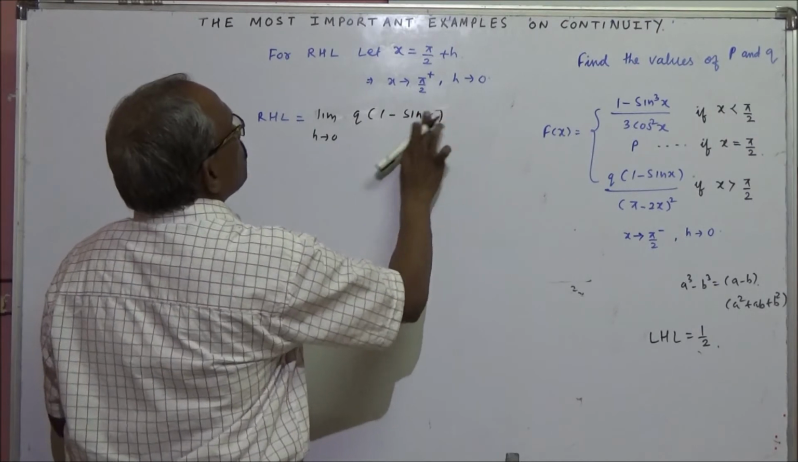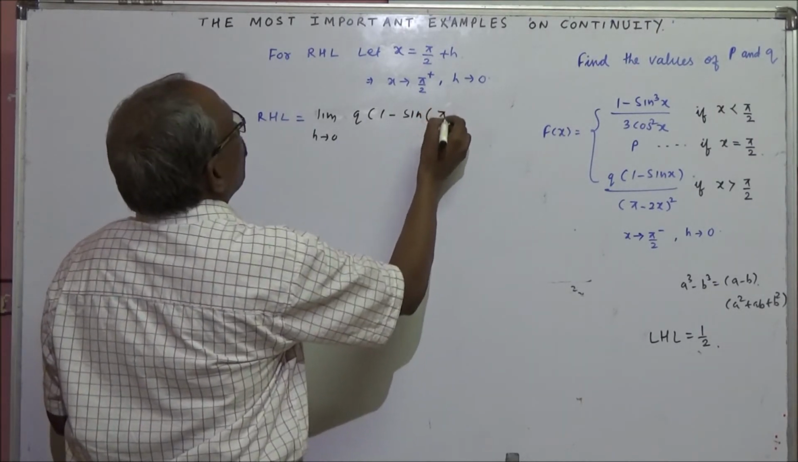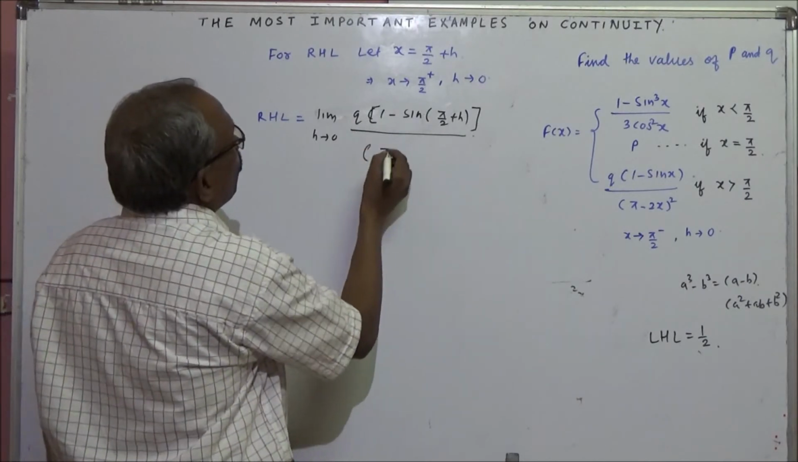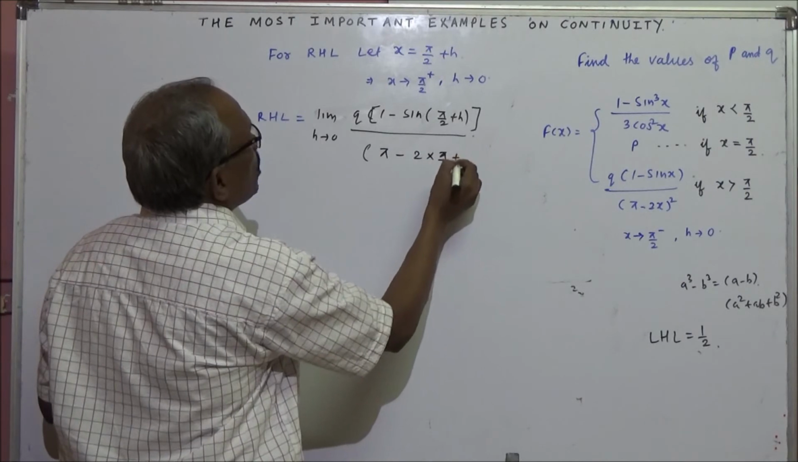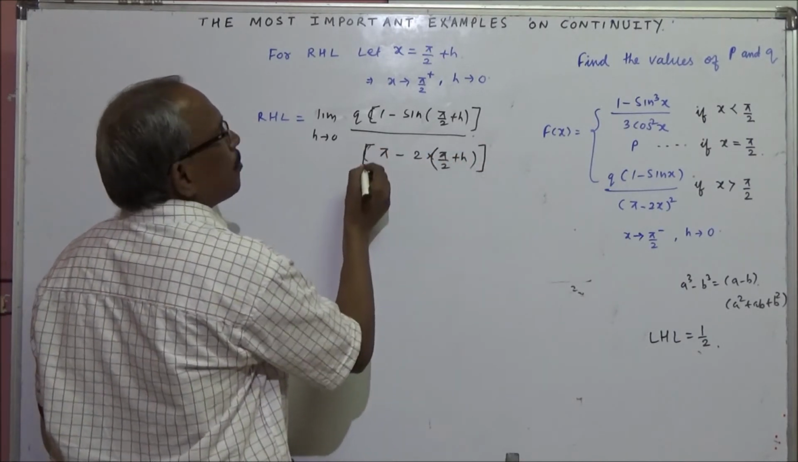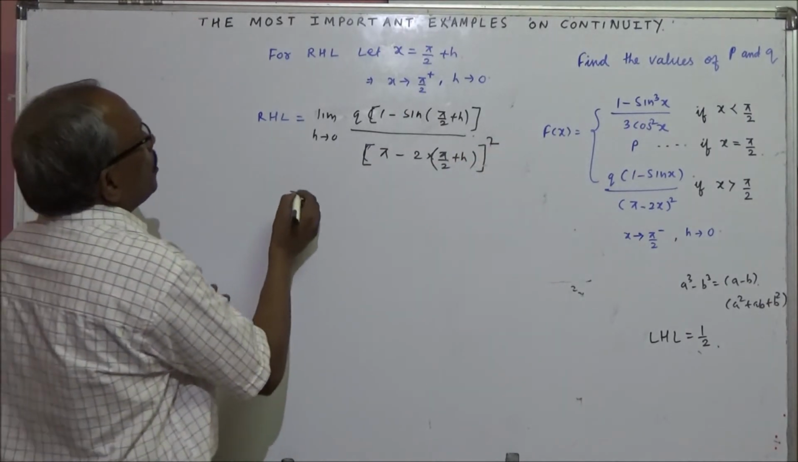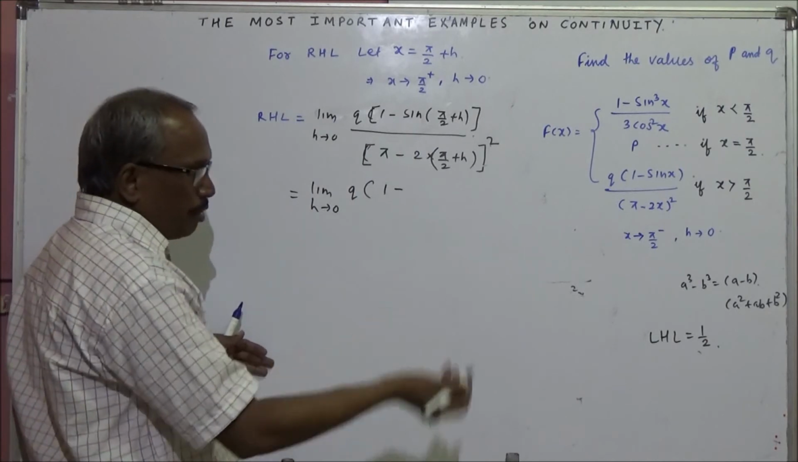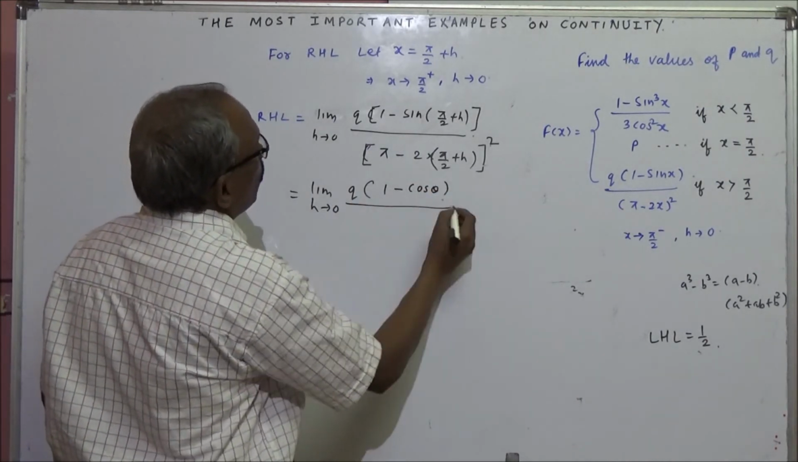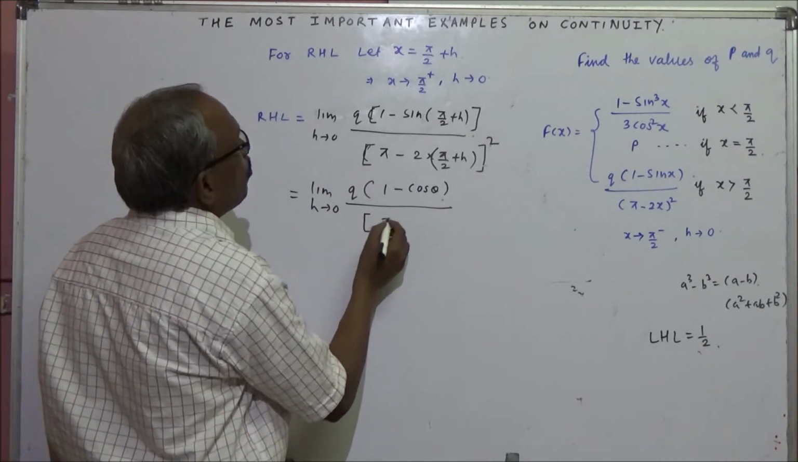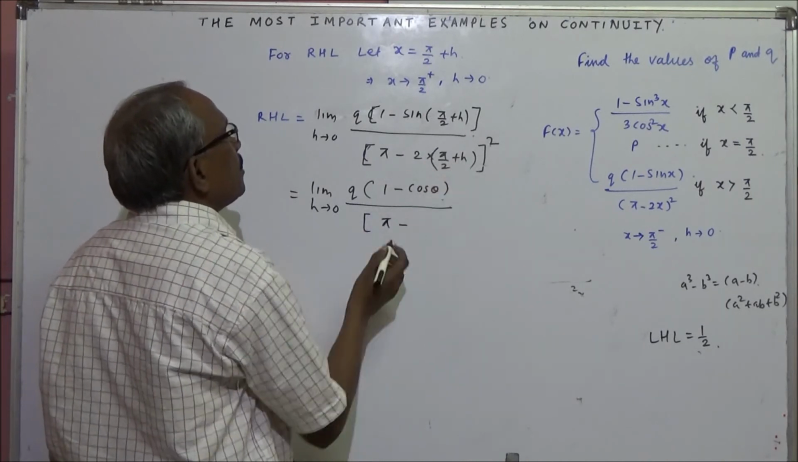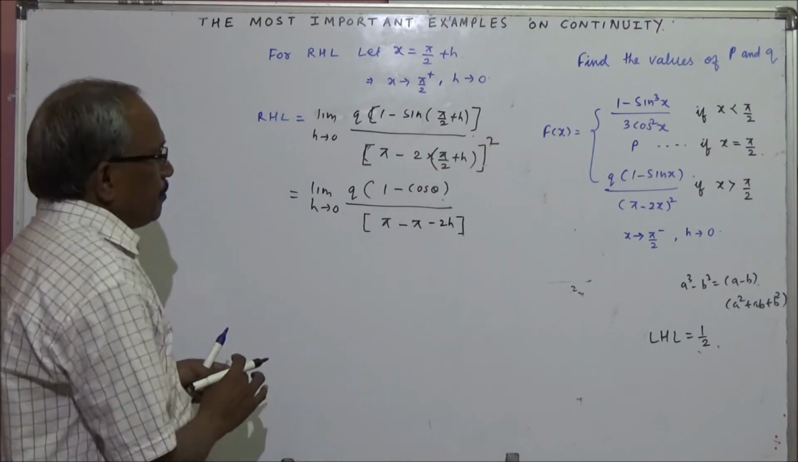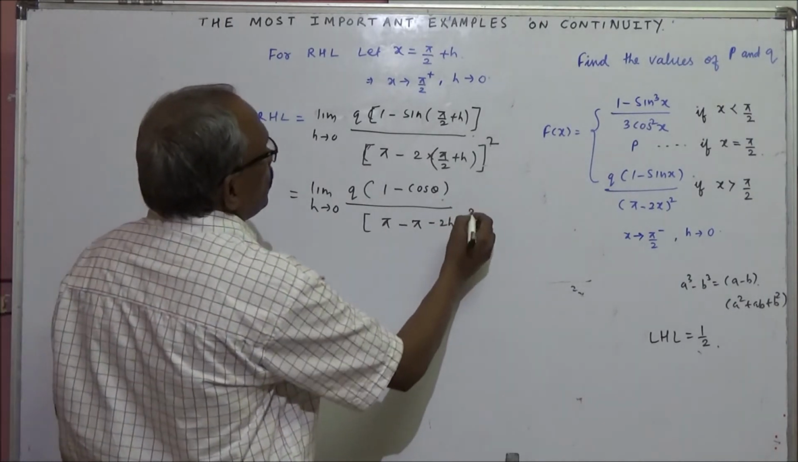sin x. X means what? We have to take pi by 2 plus h upon pi minus 2 into pi by 2 plus h whole square. So this is equal to limit h tends to 0 q into 1 minus sin pi by 2 plus h, means sin pi by 2 plus theta, it is cos theta, upon pi minus, इसको 2 से मल्टीप्लाई कर दीजिए अंदर, तो what will be this, pi minus 2h आ जाएगा, right? So it is whole square.